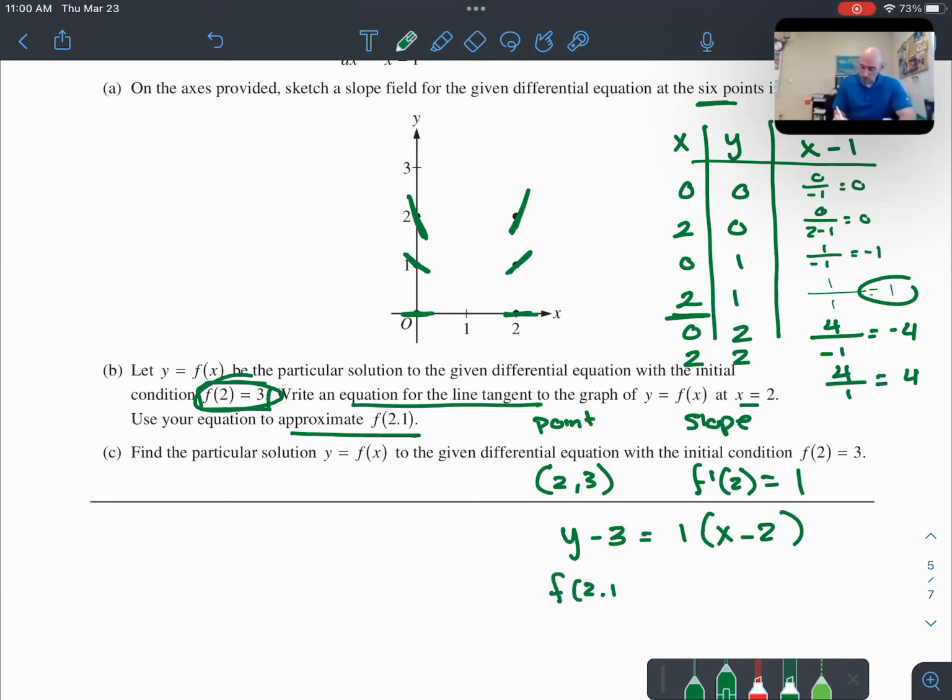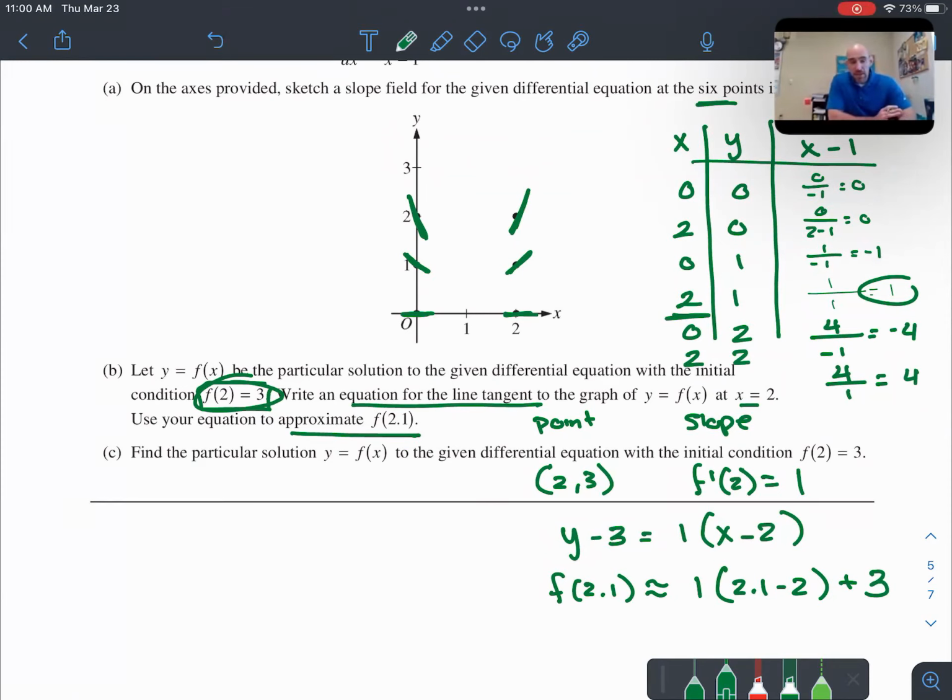So f of 2.1 is going to be approximately, I'm going to put in 2.1. I really don't need that 1 there, but I'll keep it there just so you see. The only thing is I got to add that 3 over. And because it's a free response question, I'm not going to simplify. I'm going to leave it just like that. And that is great for our answer.